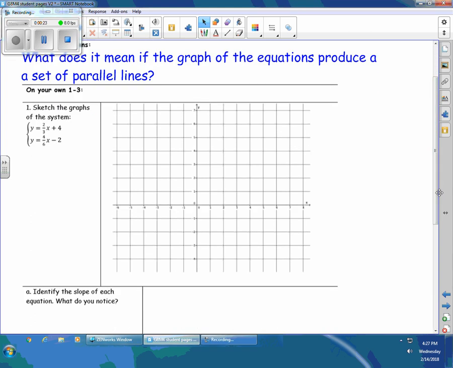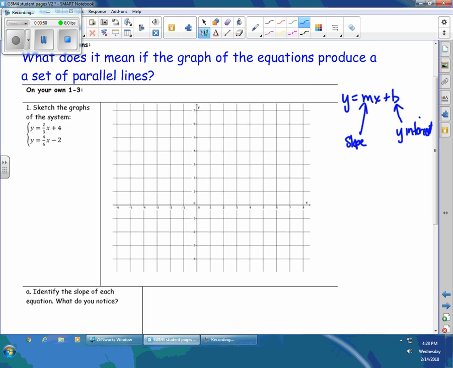So both of these equations are in slope-intercept form, so they're pretty easy to graph. Just to remind you, slope-intercept form, y equals mx plus b. B, that's your y-intercept, your beginning, where you're starting from. M, that's your slope. That's how you're going to move after your beginning point.